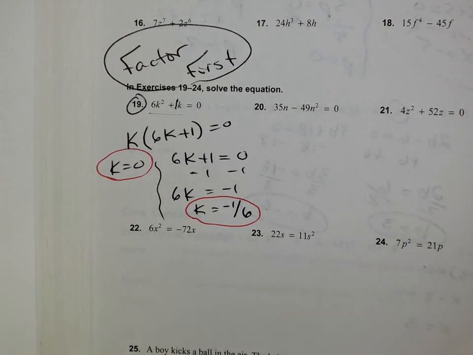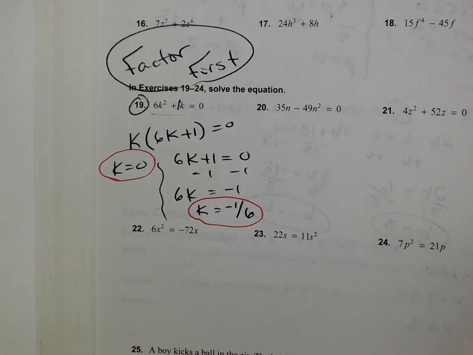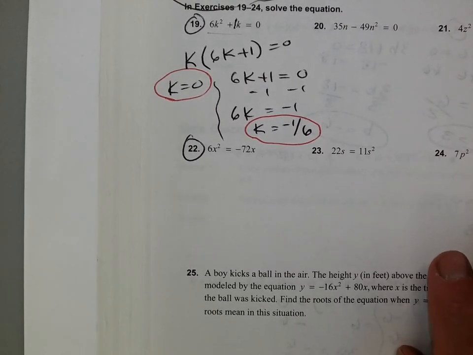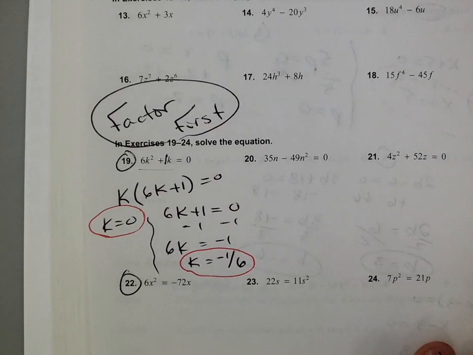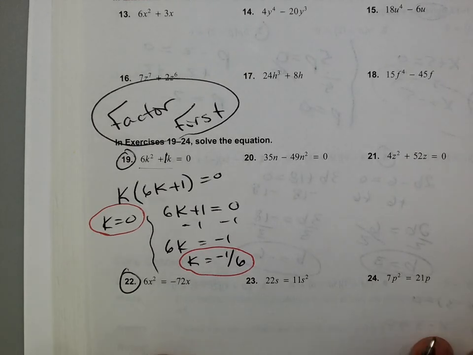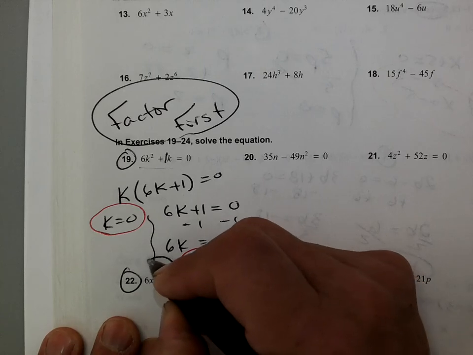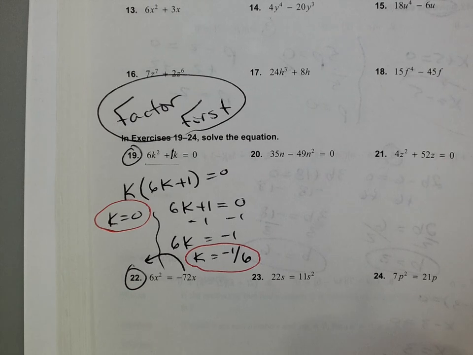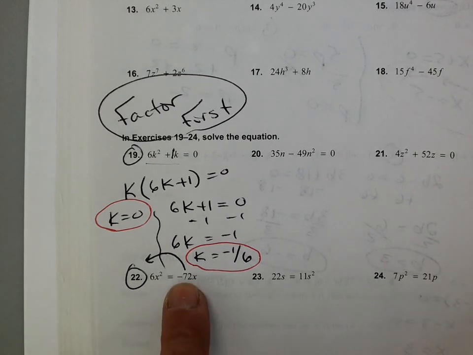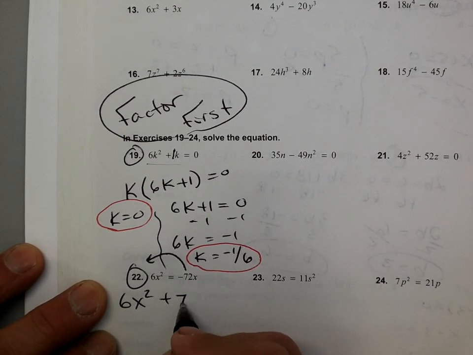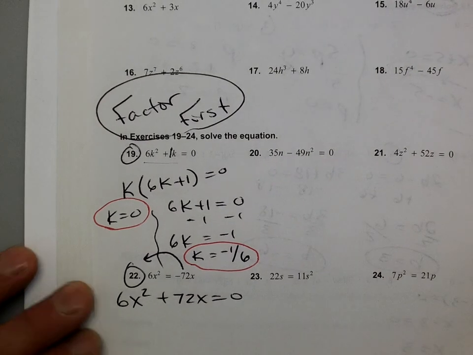Now, let's drop down to number 22. So if we're going to common factor, what we like to do is have them equal to 0. They need to equal 0, and that way we can factor. So to make them equal to 0, I'm going to literally bring the 72x over this side, okay? It is, because we have to add it, right? So to bring it over, I'm going to have to add, you guys agree? Add 72, so I'll have a 6x squared plus 72x equals 0, okay?